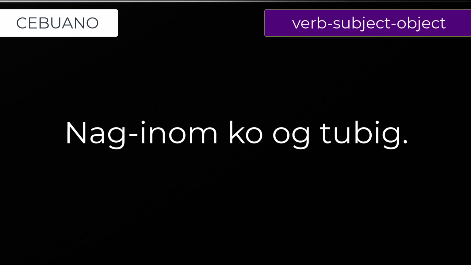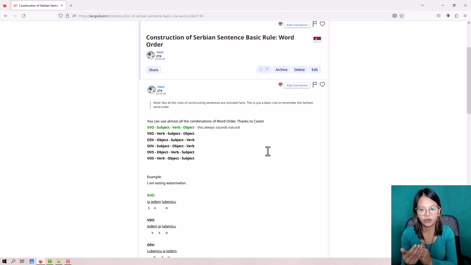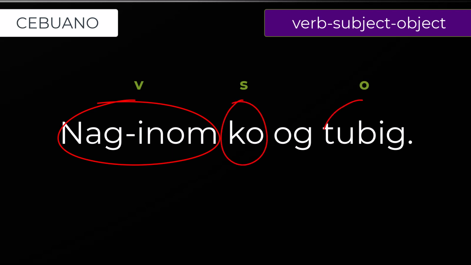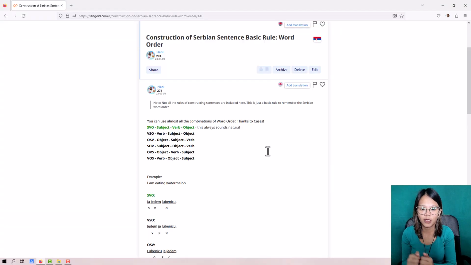Like, nag-inom ko og tubig. That is the translation of I am drinking water. So nag-inom is the verb, ko is I, which is the subject, and the object is water. So that is VSO for Cebuano.